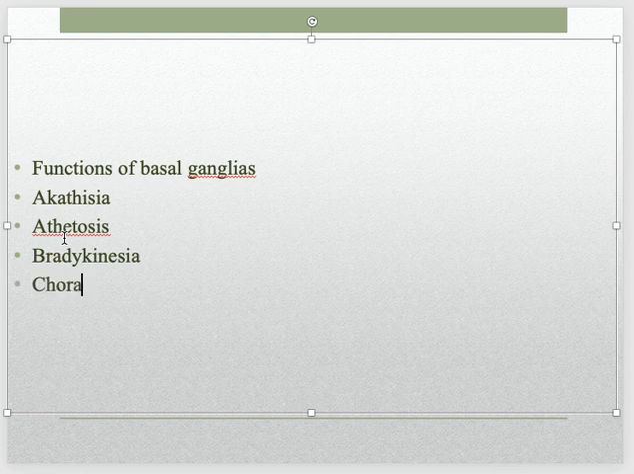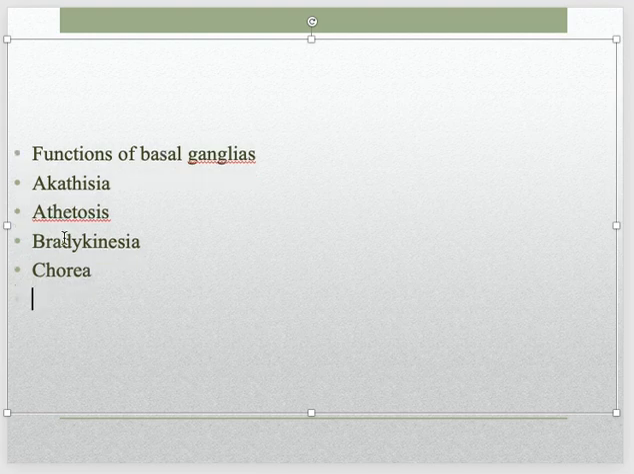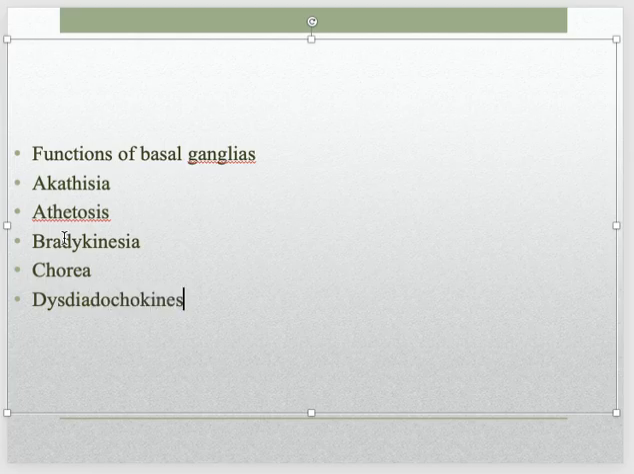Then there is chorea. Now what is chorea? These are brief and irregular movements, but they look like some sort of purposeful movements. Chorea can occur in many conditions like rheumatic fever or Sydenham chorea, and many other conditions give chorea. Then dysdiadochokinesia, which is when someone cannot do repeated rapid alternating fast movements.